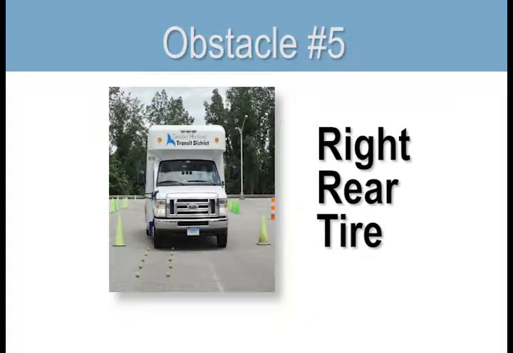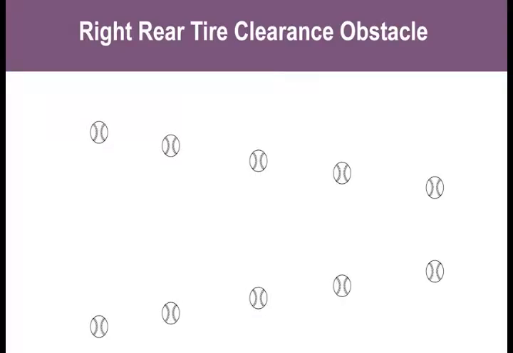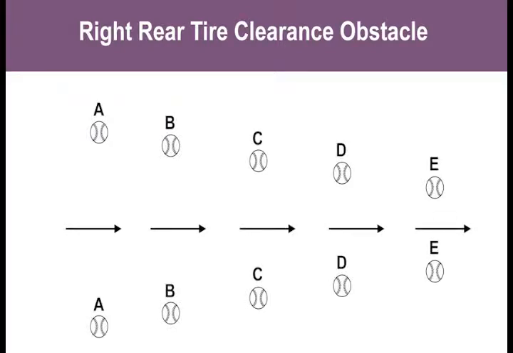This is the right rear tire clearance obstacle. It tests the contestant's ability to drive through a lane with the right front and rear dual tires. 5 tennis balls marked A through E are used on each side to designate the lane. To keep the balls in place, a small rubber ring is placed underneath the tennis ball.